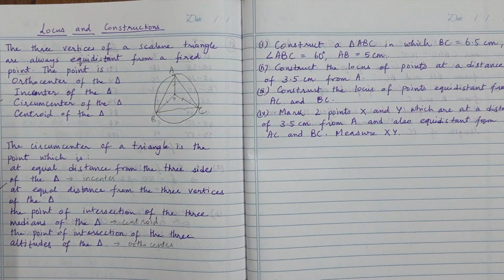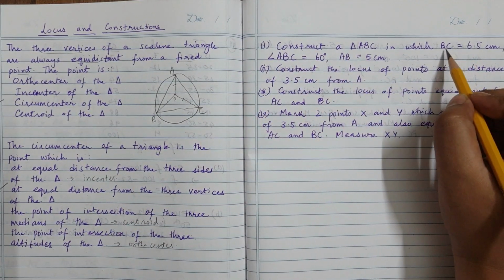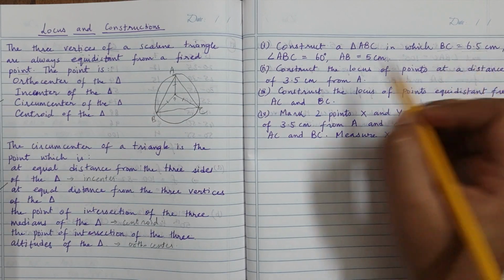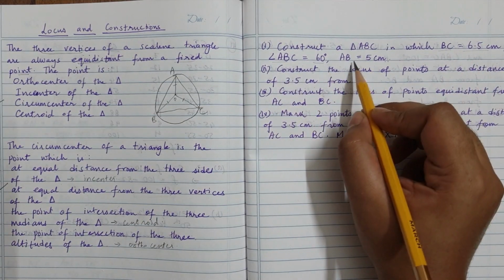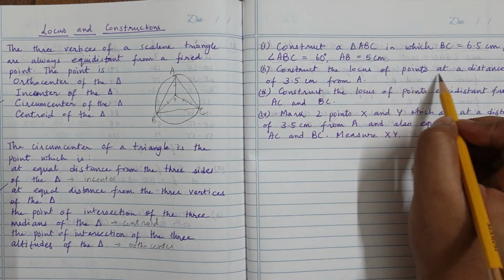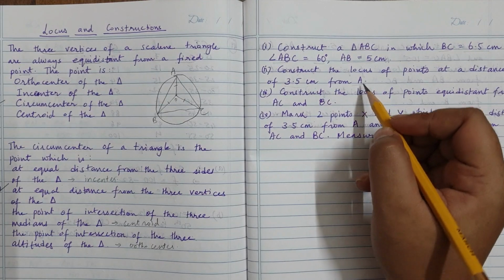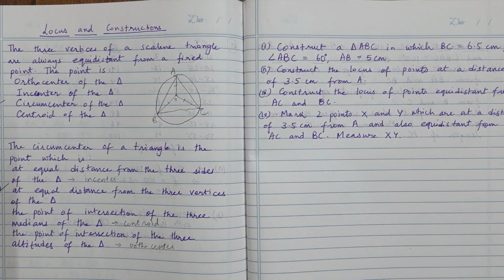Moving ahead, we have these construction based questions, and it's based on the three locus theorems that you have learned. So first we need to construct a triangle ABC in which BC is 6.5 centimeter, angle ABC is 60 degree, AB is 5 centimeter. Construct the locus of points at a distance of 3.5 centimeter from A. Let's do it step by step.